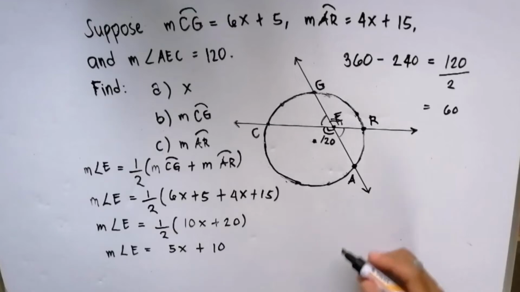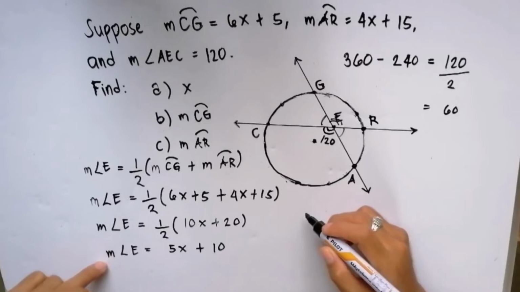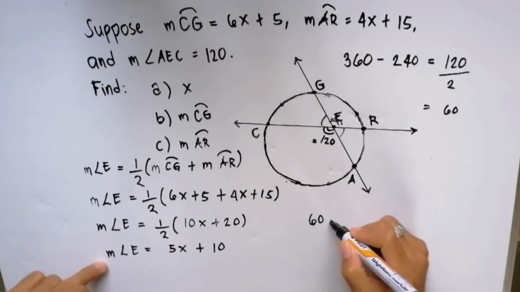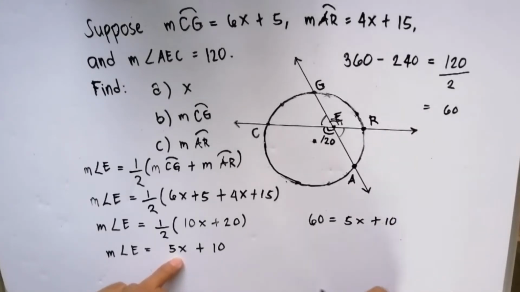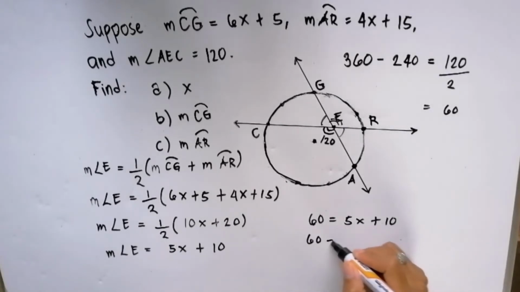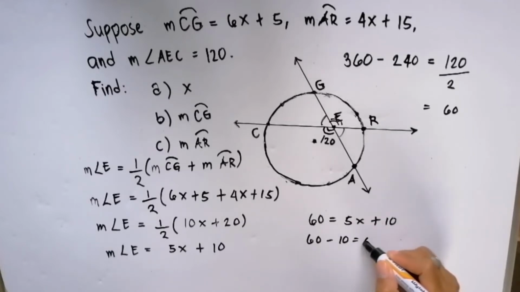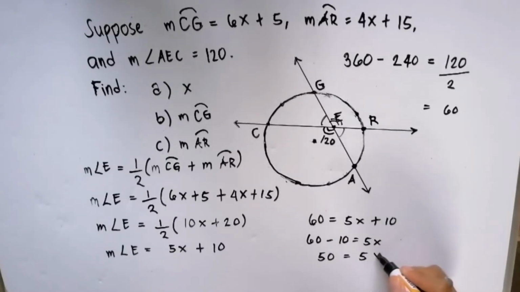Now, if the measure of angle E is 60, so we have 60 is equal to 5x plus 10. Then 60 minus 10 is equal to 5x. Then 50 is equal to 5x. To solve for x, divide both sides of the equation by 5. So therefore, x is equal to 10.